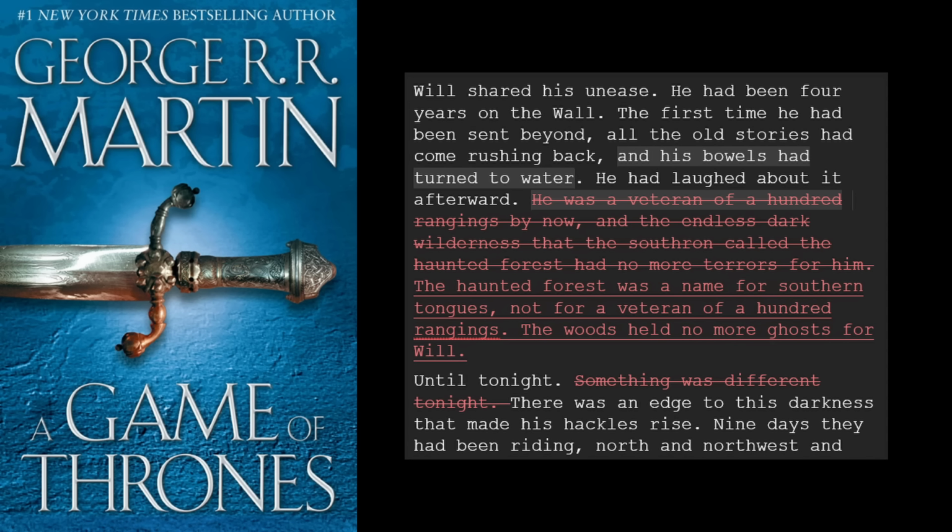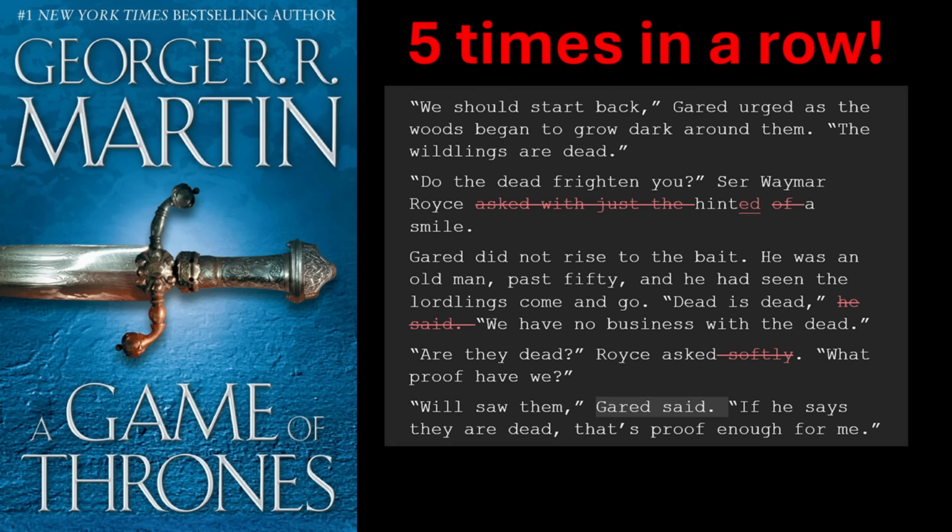Probably a better version of the same sentence is: the haunted forest was a name for southern tongues. The woods held no more ghosts for Will. And then you transition into the next paragraph, until tonight. So we're replacing "there's no more terrors" with "there's no more ghosts," which fits in better with the idea that there's going to be dead people in the rest of the chapter. So it ties in more nicely with how Will thinks, while still conveying the same expository information, just phrased in a different, smoother way. And then the fourth thing is dialogue tags.